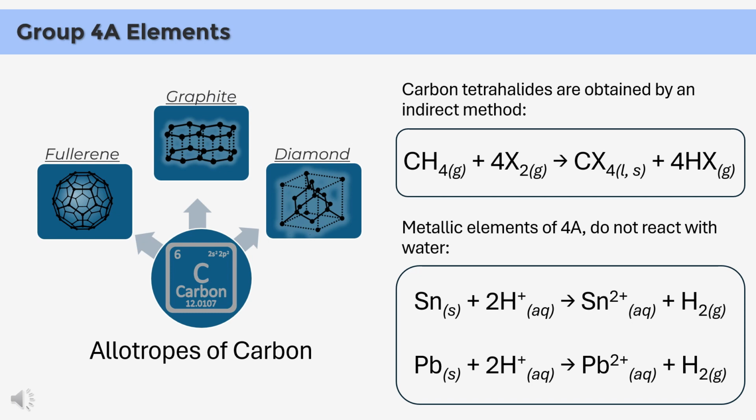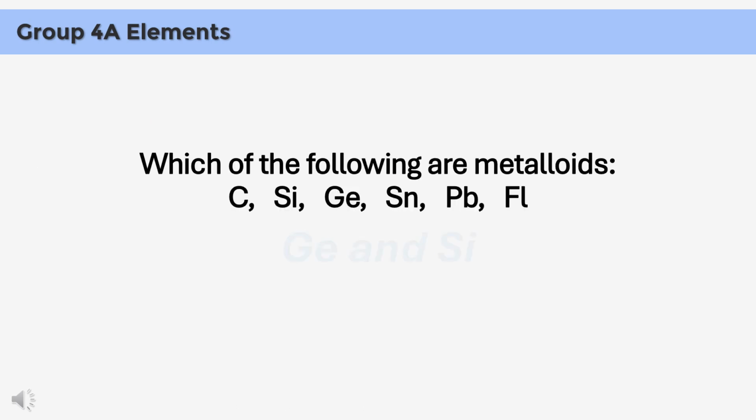The metallic elements of this group, tin and lead, do not react with water, but they do react with acids to liberate hydrogen gas. For the sample question, which of the following are metalloids: carbon, silicon, germanium, tin, lead, or flerovium? The answer is germanium and silicon.